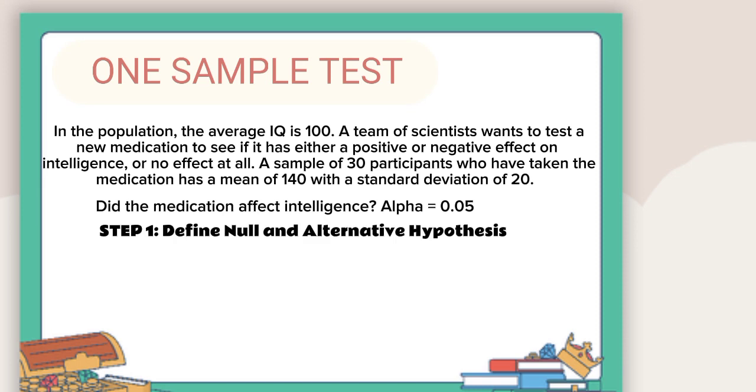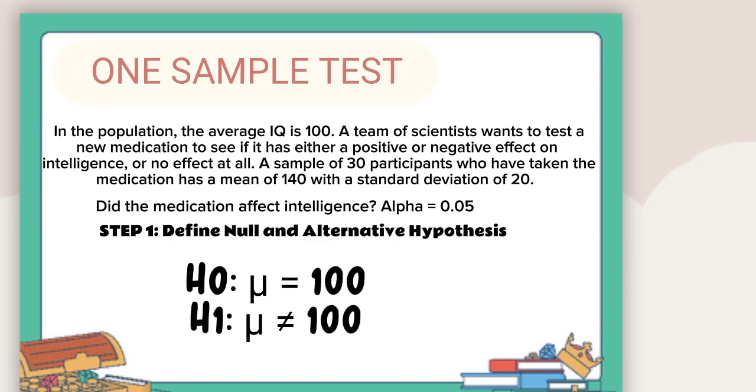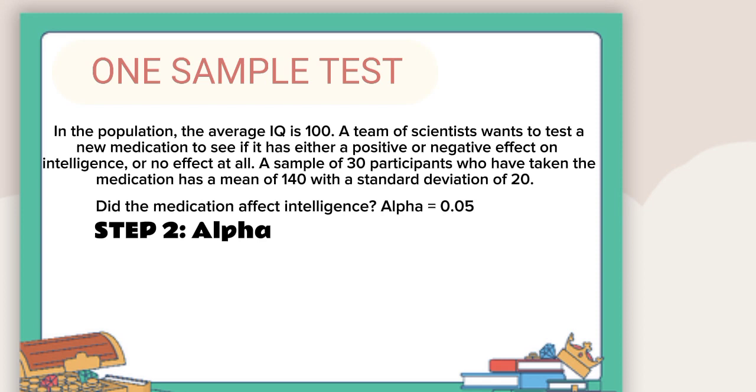We're going to define our hypotheses. In this case, the null hypothesis is that the mean is equal to 100, because in the population, the average IQ is 100. So that's what we would expect the mean of this sample to be. Next, our alternative hypothesis is that the mean is not equal to 100, because we're testing to see if there is any difference from the expected value of 100. Next, the alpha level is just 0.05 because I said to use 0.05.